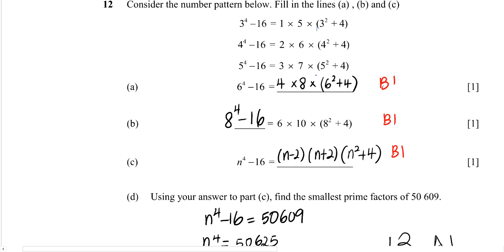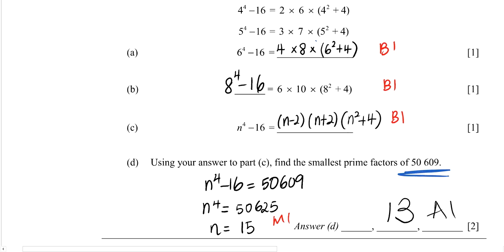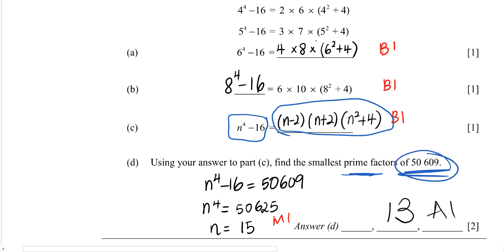Then part D, find the smallest prime factors. Okay, prime factors of 50609. I need you to recognize that here on the left hand side we have a number. It is n power 4 minus 16. On the right hand side it is a product of 3 numbers. Okay, so if I want prime factors of this huge number, I want to eventually break down 50609 into something times something times something times something, right? That's how prime factors work.